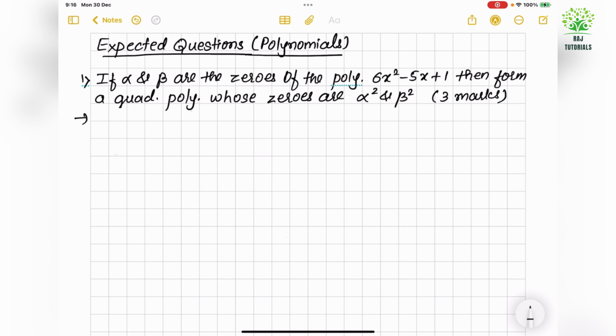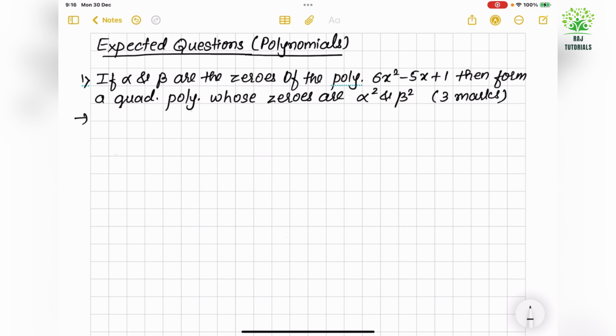Next question is of polynomials. It says if alpha and beta are the zeros of the polynomial 6x square minus 5x plus 1, then form a quadratic polynomial whose zeros are alpha square and beta square. This will be a 3-mark question. Now p of x is given to me as 6x square minus 5x plus 1. So roots of p of x are alpha and beta.